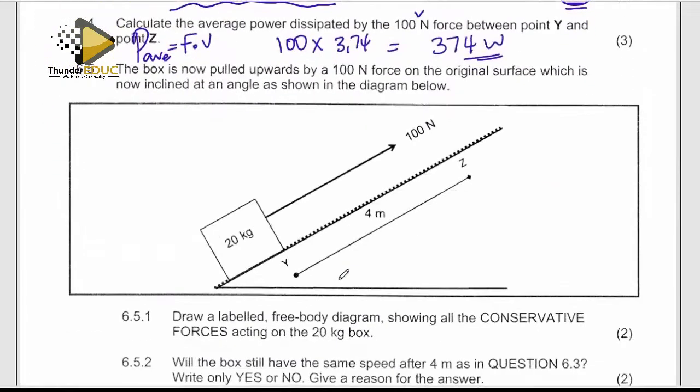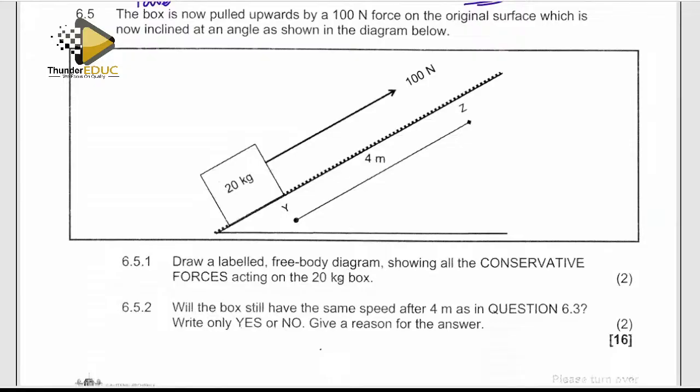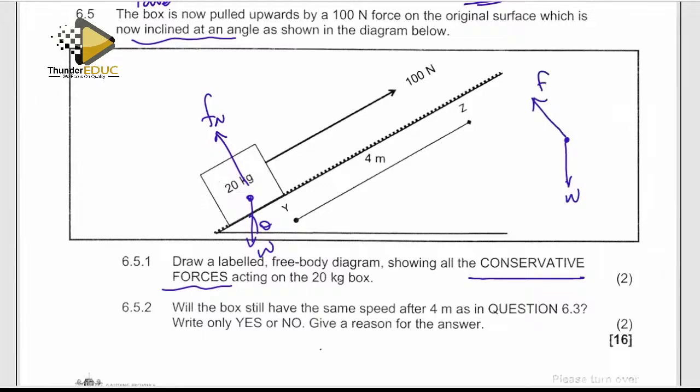Then 6.5. The box is now pulled upwards by the 100 newton force on a surface which is now at an incline with an angle that we don't know. Can we draw a labeled free body diagram showing the conservative forces? The first question was the non-conservative, now we're talking about the conservative. So we're going to have the weight and the normal force, Fn. Those are the two forces for 2 marks.